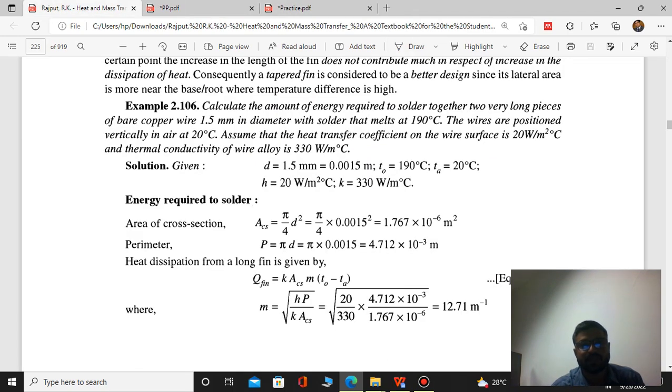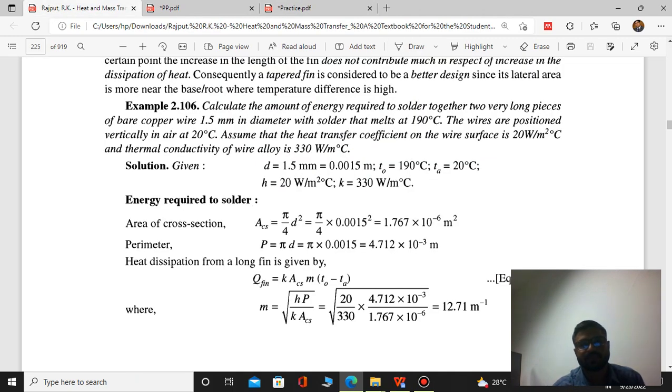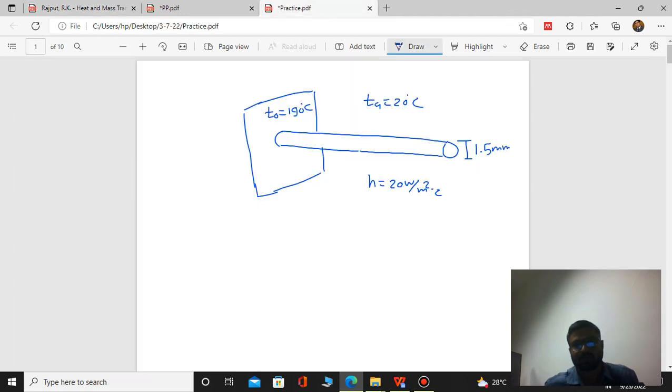Then after, assume that the heat transfer coefficient on the wire surface is 20. So h is given, in watt per meter square degree centigrade. Conductivity is also given. Conductivity is 330 watt per meter degree centigrade. Clear? So what will we have to find out?